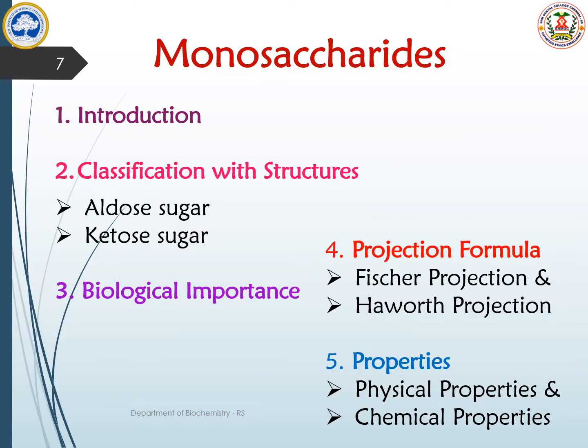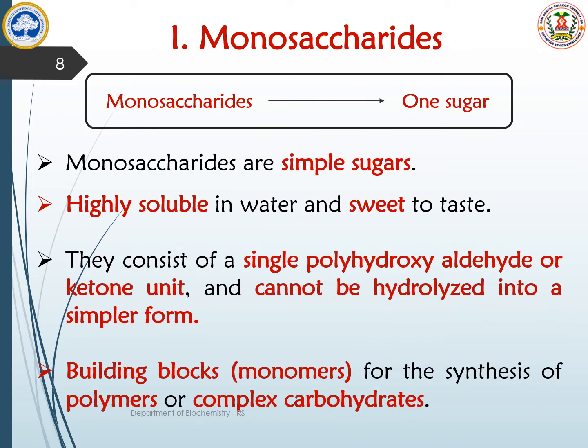In this lecture, we'll see in detail about the monosaccharides: their definition, classification with structures based on the aldose and the ketose unit, their biological importance, the projection formula, followed by the properties. Coming to the introduction, monosaccharides refer to one sugar. They are also called simple sugars, which are highly soluble in water and sweet in taste. They are composed of polyhydroxy alcohol units attached to either the aldehyde functional group or the keto functional group. Since they are the simplest sugars, they cannot be hydrolyzed further, and they act as building blocks for the synthesis of polymers or complex carbohydrates.